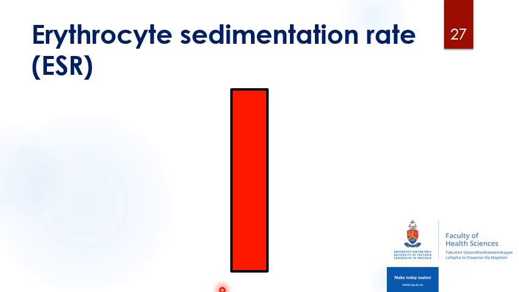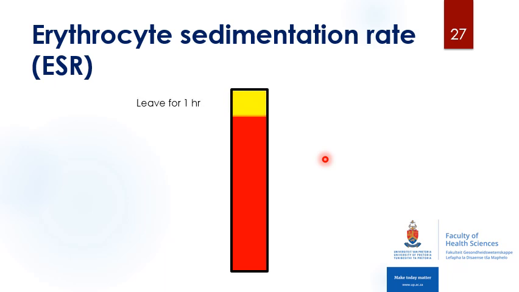So this is the principle of your ESR. For the ESR, we're interested in the rate at which your red blood cells will sediment. Your blood is collected in this thin tube that is coated with an anticoagulant. The tube is filled to the top with blood, and the tube is allowed to stand for 1 hour.